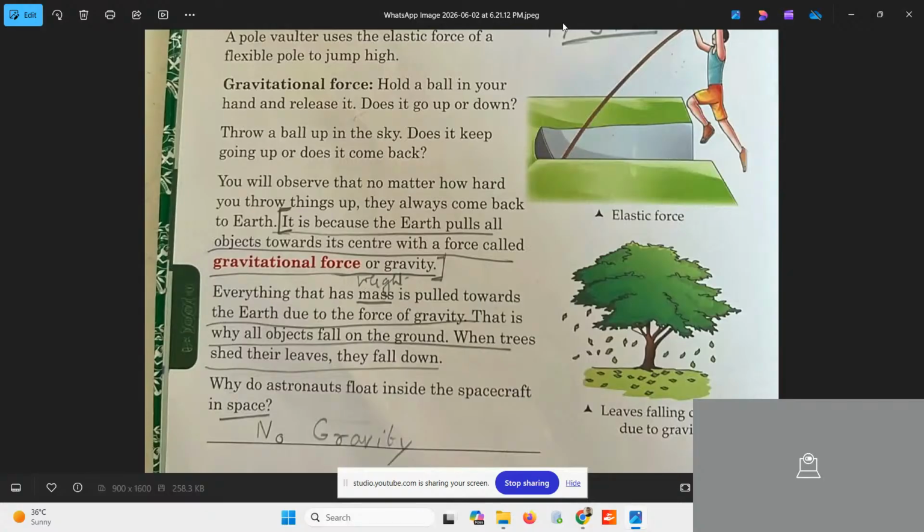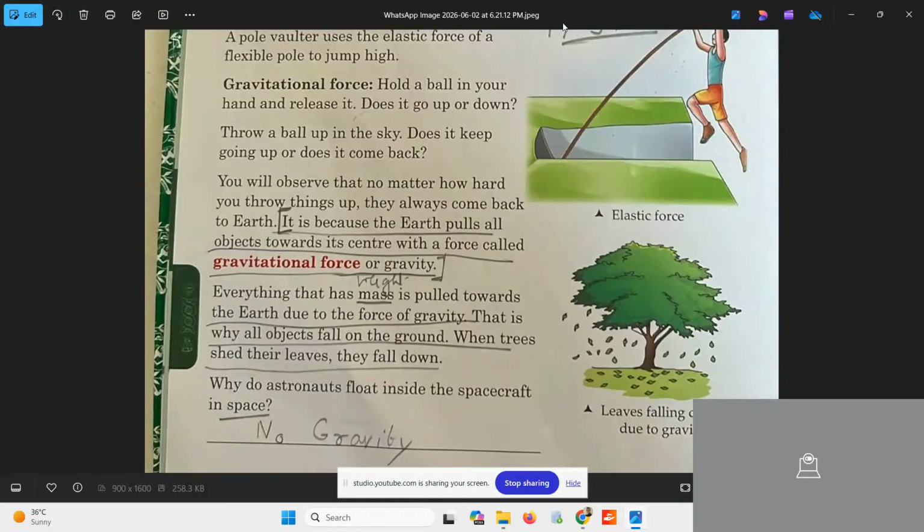What is the definition of gravitational force or gravity? The Earth pulls all objects toward its center with a force called gravitational force. Everything which has mass, which means weight, is pulled towards the Earth due to the force of gravity. That is why all objects fall on the ground. That's why a leaf falls down due to gravity.